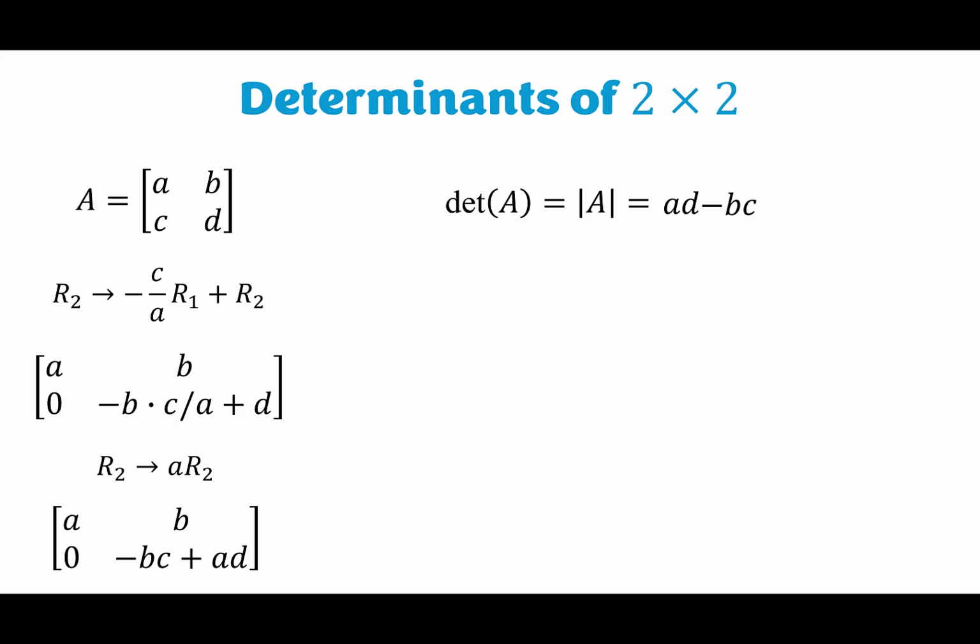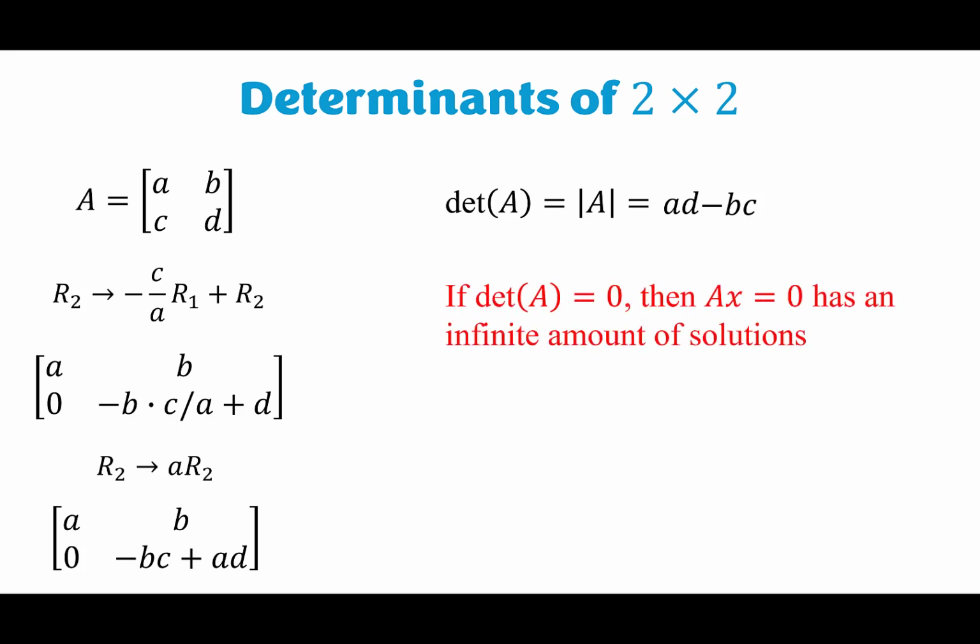So the determinant of a matrix is just a number. And why is this number important? Well, notice if that number is 0, if the determinant of the matrix is 0, then the bottom row of this 2x2 matrix, when it's reduced, would be a row of zeros. And if you're trying to solve the matrix equation AX equals 0, that is the homogeneous equation, then you'd have an infinite number of solutions. So that's the first important fact about a determinant, is if the determinant of a matrix is 0, then AX equals 0 has an infinite amount of solutions.